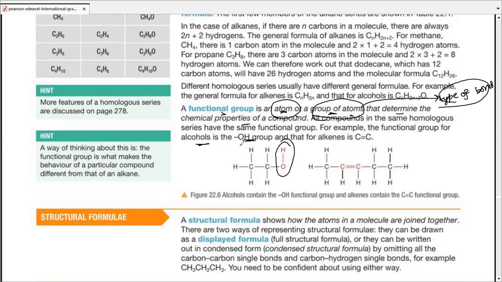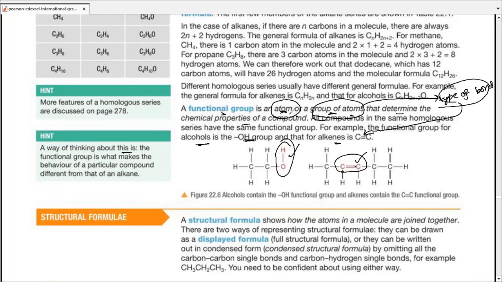All right, understandable. So all the alkenes actually have the functional group C double bond C. This is the type of bond that we're discussing. Because of this bond present in a structure, an entire compound acts like an alkene. It would have some specific properties imparted because of either this group of atoms or this kind of bond. The way of thinking about this is that the functional group is what makes the behavior of a particular compound different from that of an alkane. Functional groups make them something special or different from the rest of the homologous series.